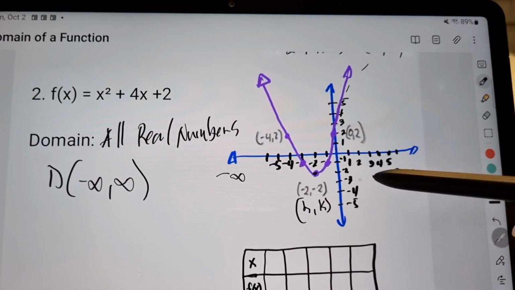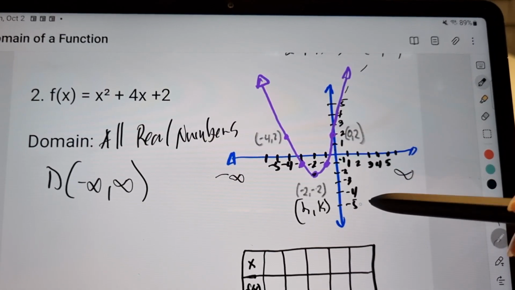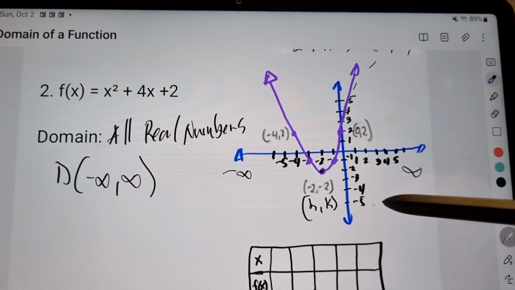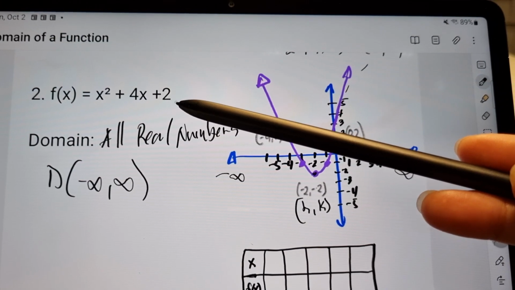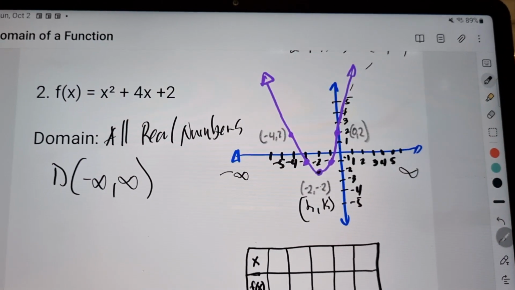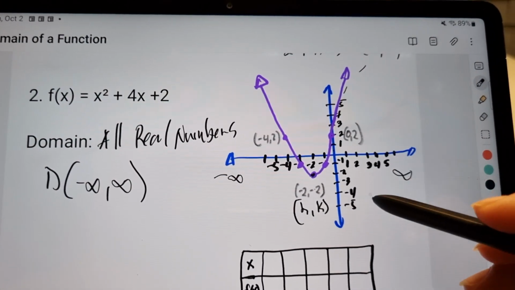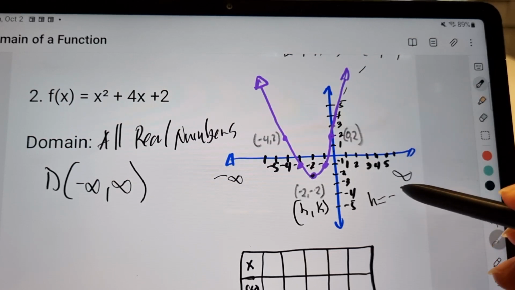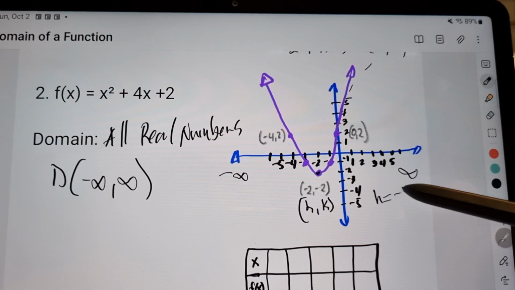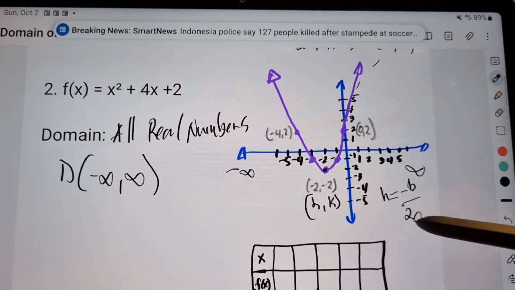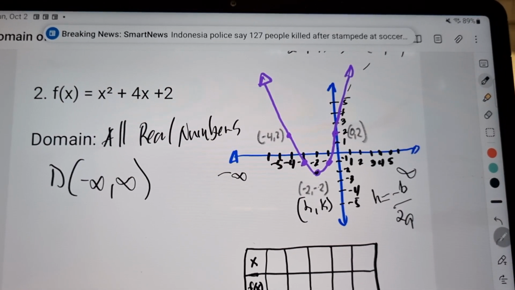So, naalala nyo ba yung formula on how to get the vertex, the h and the k, without changing the given quadratic function into vertex form? To find h, simply negative b over 2a. That's the formula. Okay?